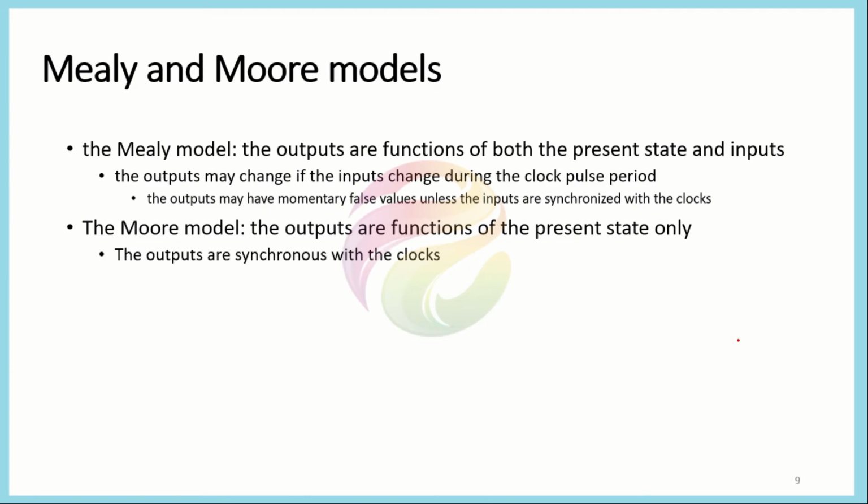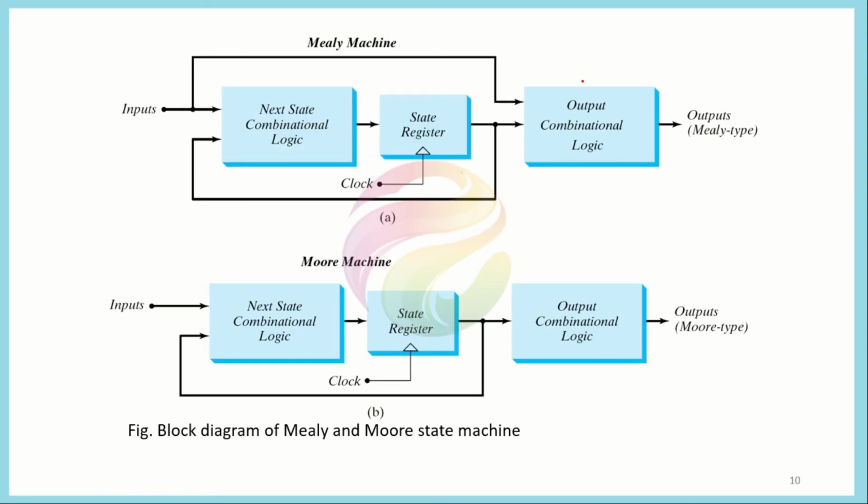In this type of circuit, we could have some synchronization issue, because the input is not synchronized, and whenever the input value is changed, it could affect the value of the output. While in the Moore model, the outputs are functions only of the present state of the system. So the outputs are synchronous with the clocks that are governing the flip-flops. In graphical form, we can represent these two as the Mealy machine and the Moore machine in these two diagrams.